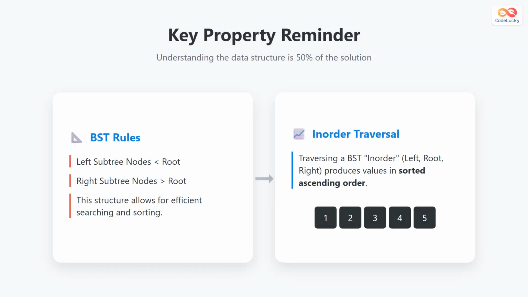Before we start coding, remember the most important property of a binary search tree. An inorder traversal visits nodes in strictly increasing order. This means if we traverse the tree, we essentially get a sorted array.